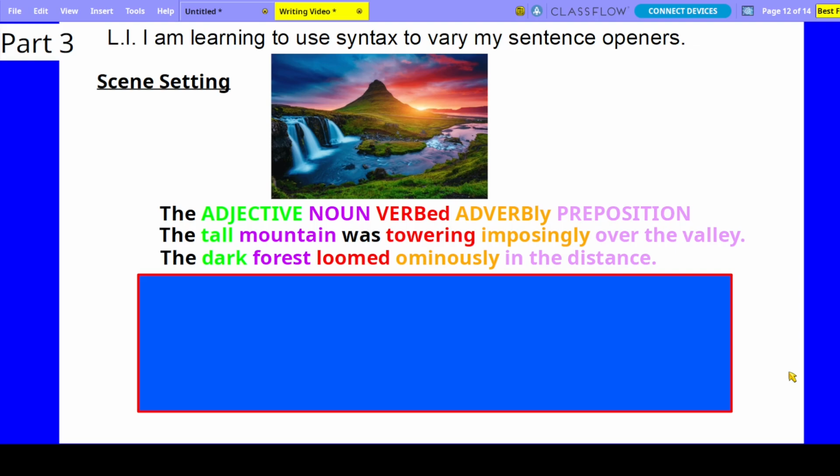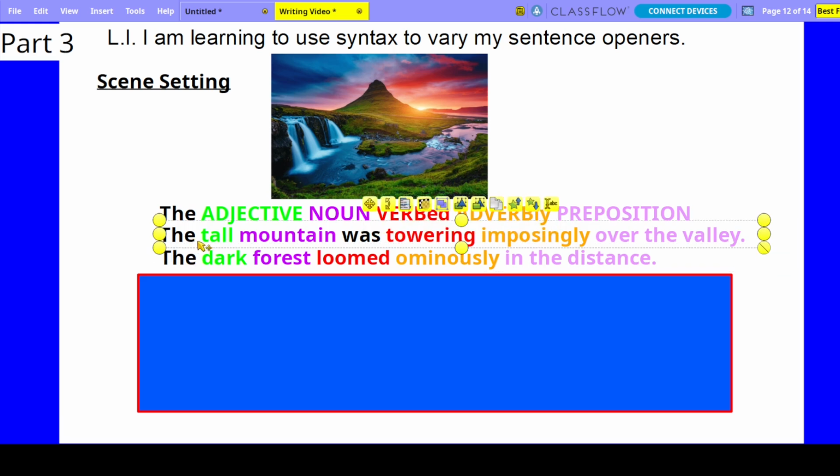Hi guys. In this video, we're going to be learning to use syntax to vary our sentence openers. So in the last video, we learned about how nouns, adjectives, verbs, adverbs, and prepositions are our basic building blocks of a sentence. However, when we were writing about our scene here, and I'm just going to stick to scene setting examples for the purposes of this video, we found that all our sentences were a little bit samey in the way that they started.